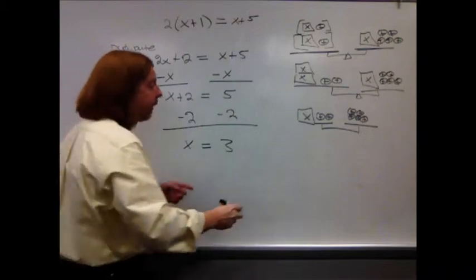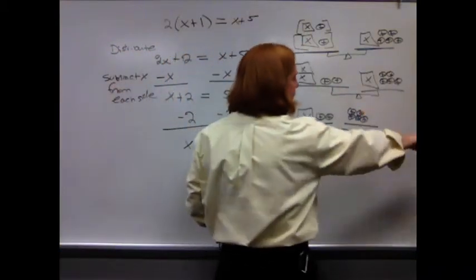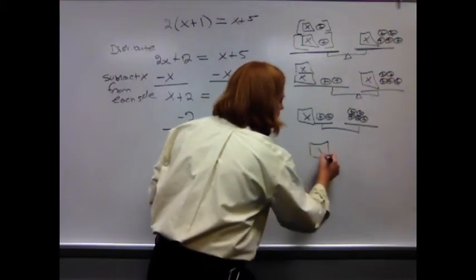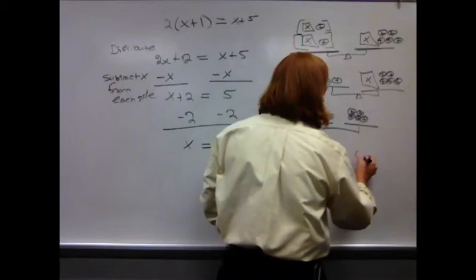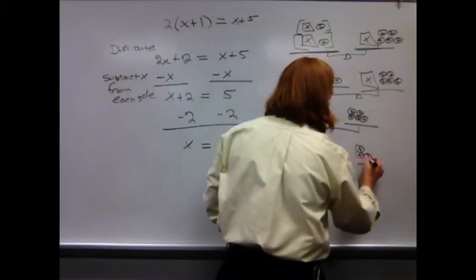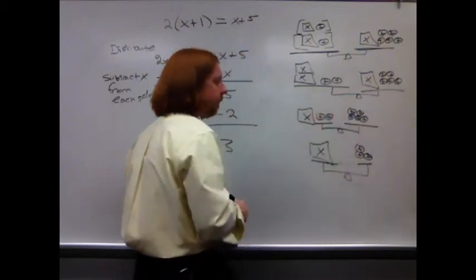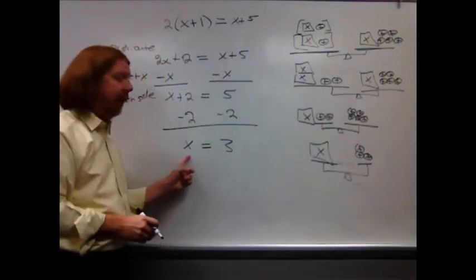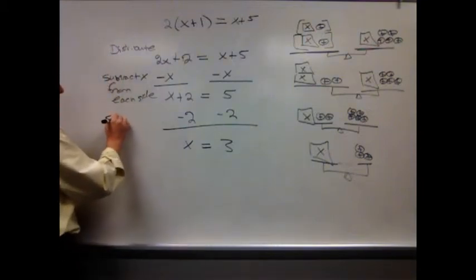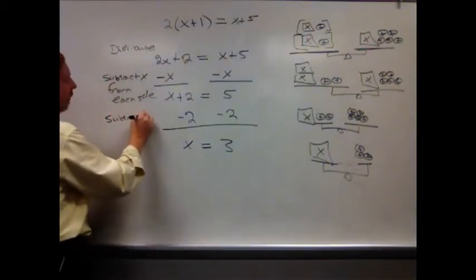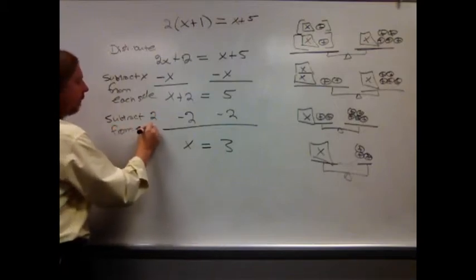So again, to draw it, I can see if I take these 2 tokens off here and take 2 tokens off here, I'll be left with the unknown x is going to balance with 3 tokens, or x is equal to 3. Or, as I write out what I did, again, I subtracted 2 from each side.